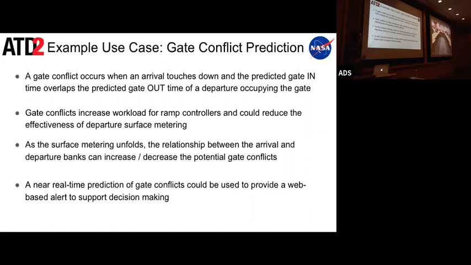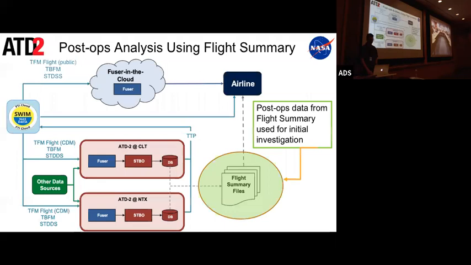As the metering unfolds, the relationship between the arrival and the departure banks can increase or decrease the potential for gate conflicts. We'll talk a lot here in a minute about what we mean by this, but just take this for granted right now. Ultimately, we think that a near real-time prediction of gate conflicts could be used to provide some type of web-based alert to support decision-making to help improve the efficiency on the surface of the airport.